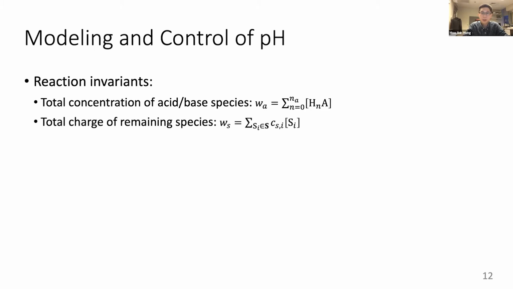And to start with modeling and control of pH, fast and accurate control is necessary for rapid inactivation while minimizing the impact to the product quality.